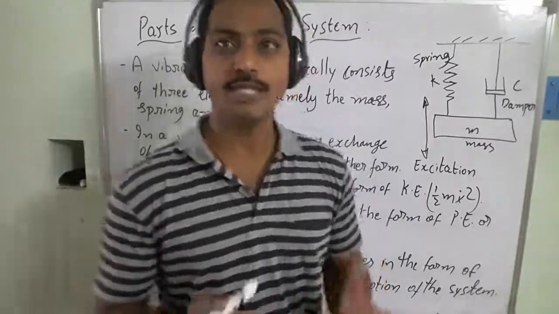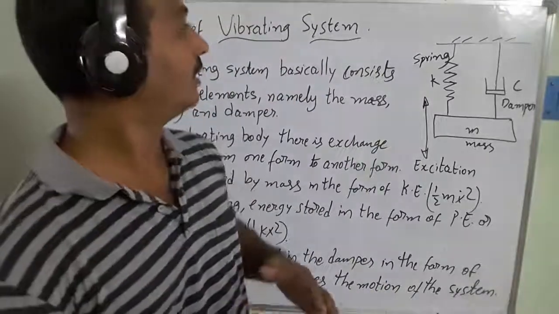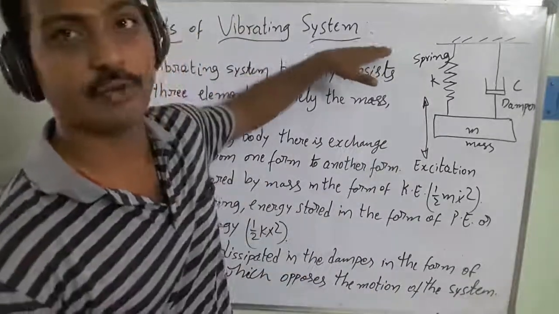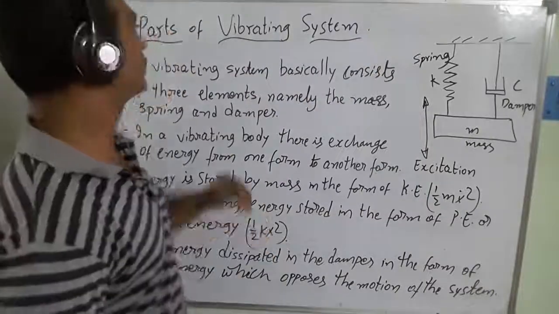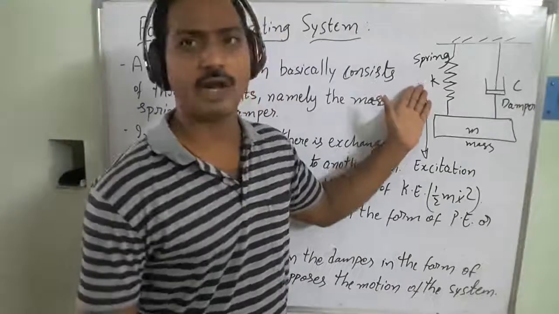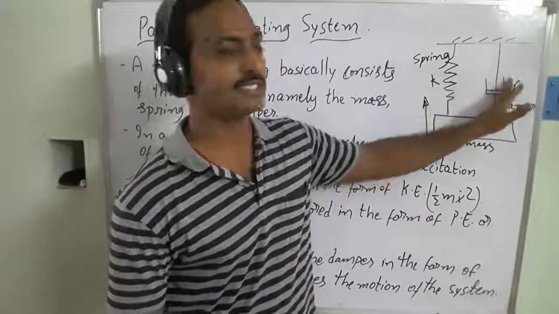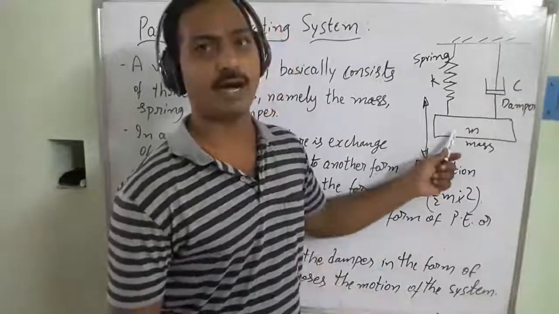In this case, what is the vibrating system? What are the parts that help for these vibrations, we are going to discuss here. I have converted it into a pictorial way. The first one is the spring, the second one is the damper, and the third one is the mass, right?